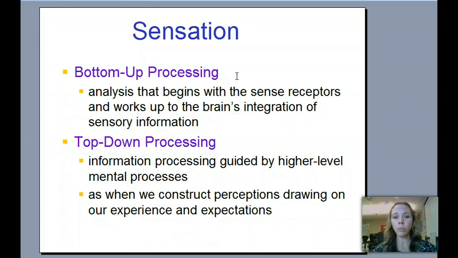So bottom-up is really just looking at a picture and taking in the senses. Versus top-down processing, where my processing is guided by a higher-level mental process. So it's not just taking in sensation, taking in sight or smell or hearing, but it's actually guided by my cortex and going down.